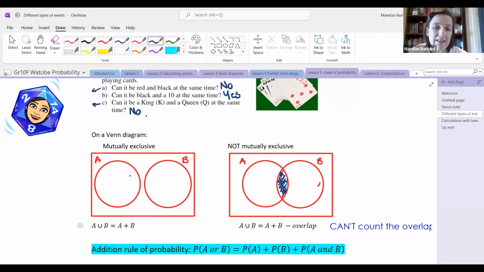So we can say that in the first block, for mutually exclusive events, we just have A or B, and that's just going to be A plus B. But if we look at A and B where they are not mutually exclusive, when they actually overlap, then we're going to say A plus B, and we are going to subtract the overlap because we cannot count that twice. All right.